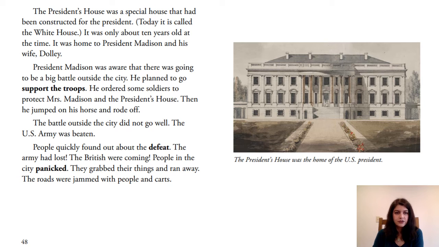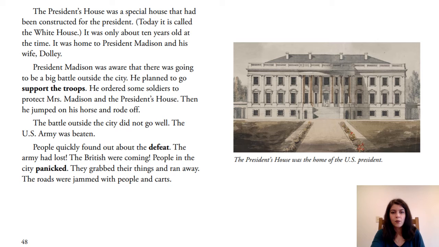The President's house was a special house that had been constructed for the President. Today, it is called the White House. It was only about 10 years old at the time. It was home to President Madison and his wife, Dolly.